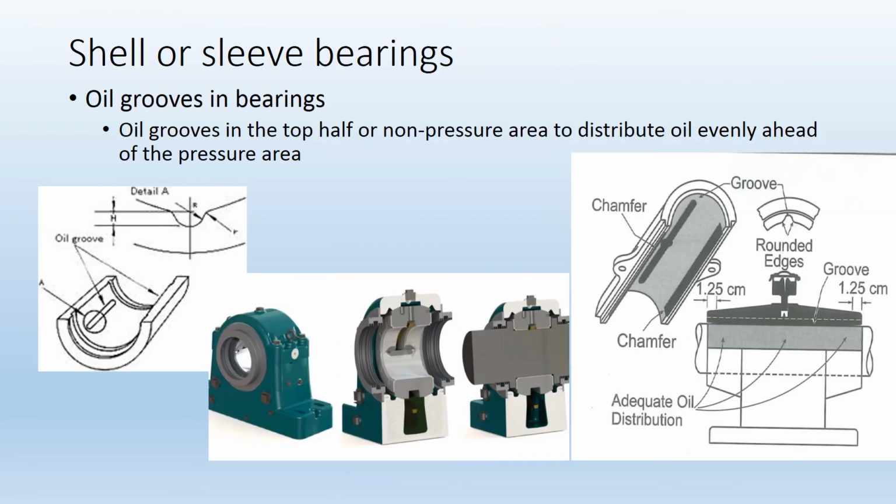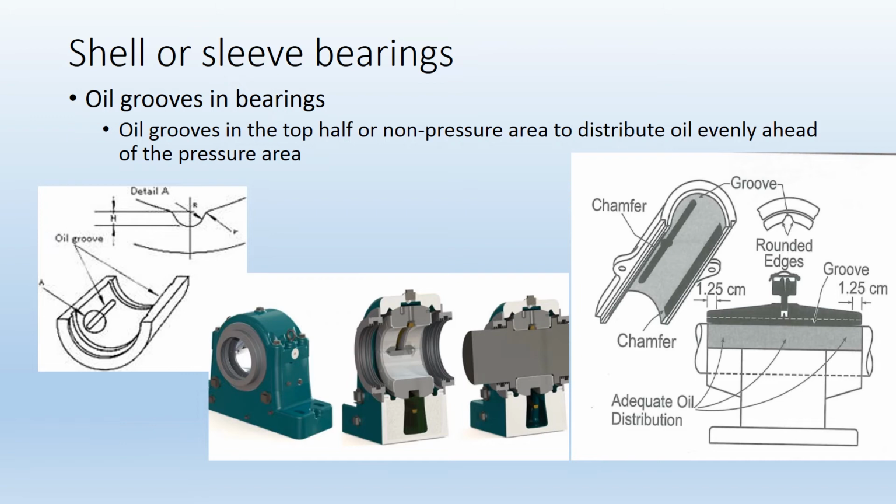As the oil circulates through the sleeve bearing, it will eventually drip back into the oil reservoir, and the cycle will repeat. In shell or sleeve bearings, oil is introduced at the low pressure side of the bearing. That typically is on the top side of the bearing. As the oil is introduced into that low pressure area, oil grooves are used to distribute the oil evenly across the surface of the bearing.